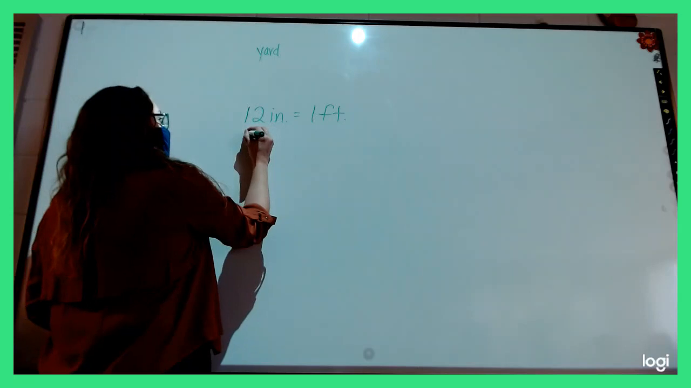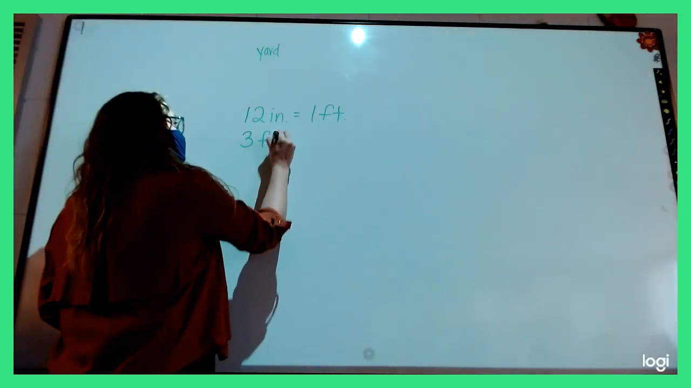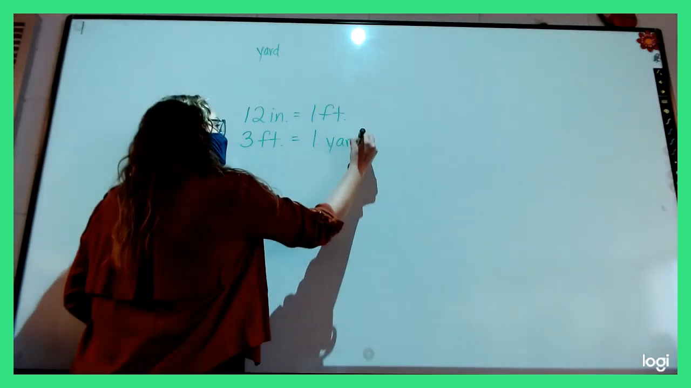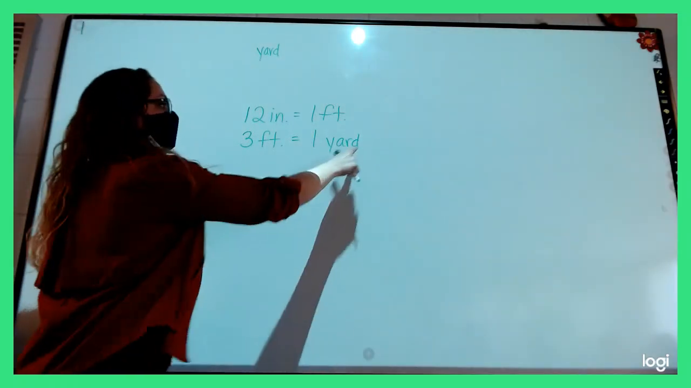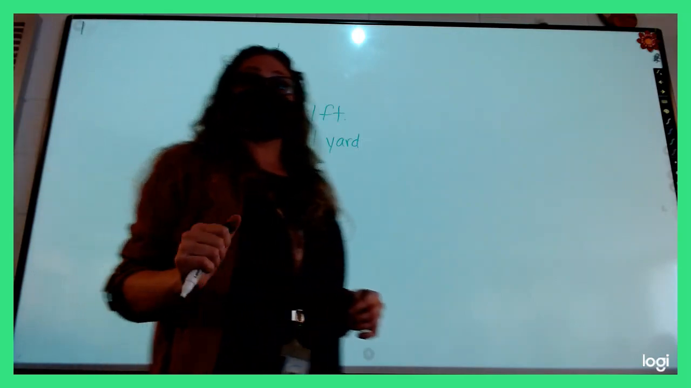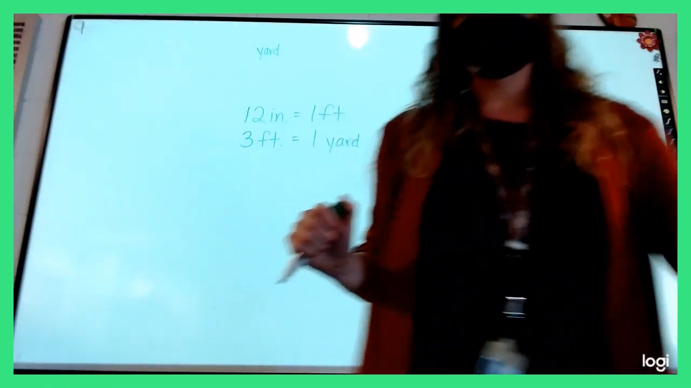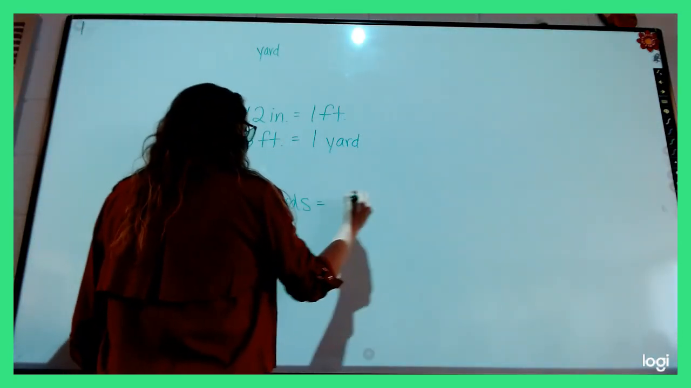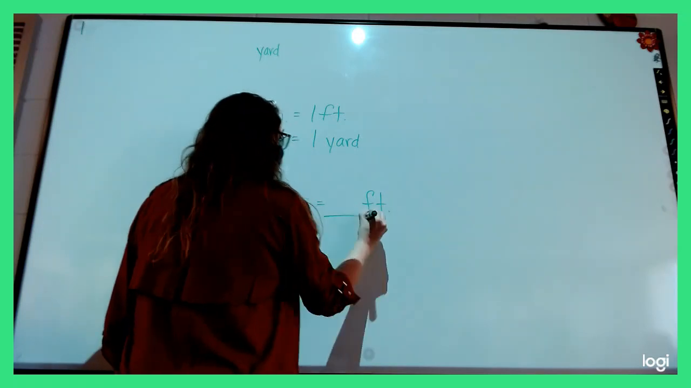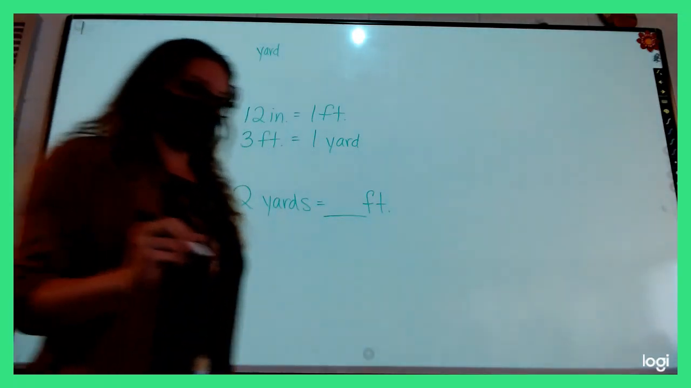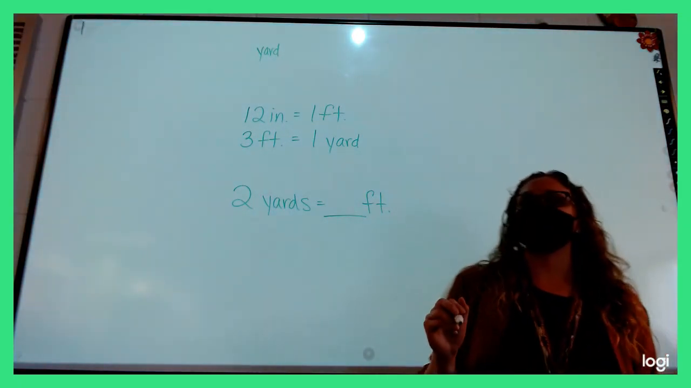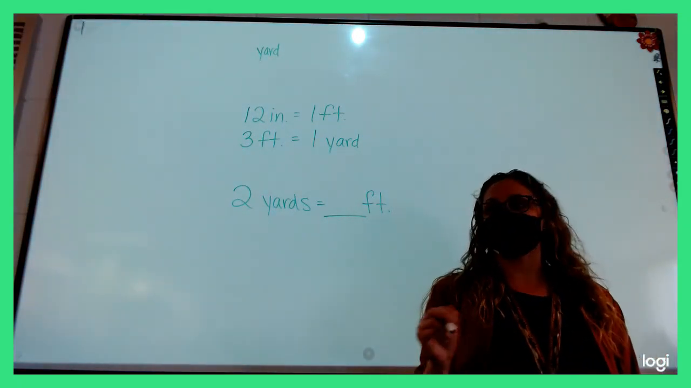We also know that there are 3 feet in 1 yard. Right? Oh, we don't need a period there. So a yardstick is 3 feet. So if I had 2 yards, I want to know how many feet that will be, but you have to tell me the math problem you're going to solve to figure that out. I have 2 yards, and I want to know how many feet I've got. What math problem can I use to solve?